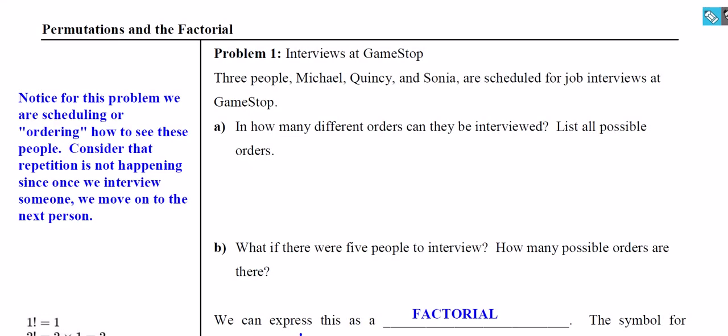So let's begin with a familiar problem. We have three people, Michael, Quincy, and Sonia. They're scheduled for job interviews at GameStop. So how many different orders can they be interviewed?